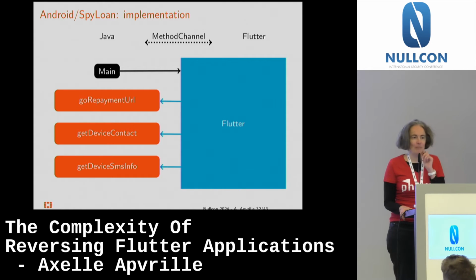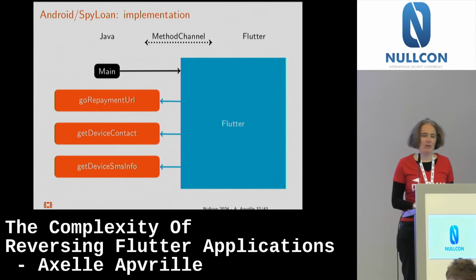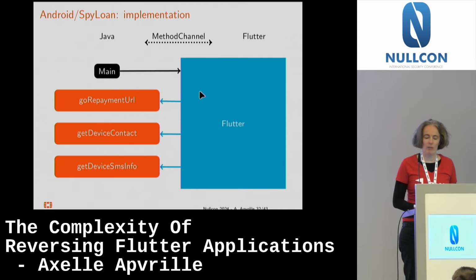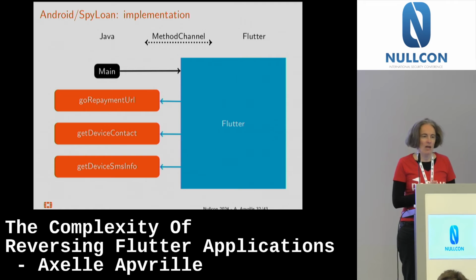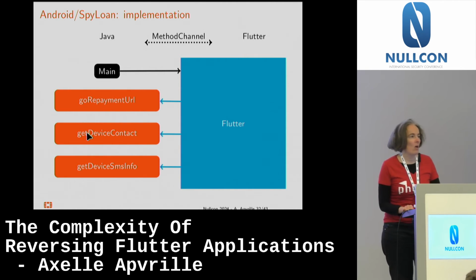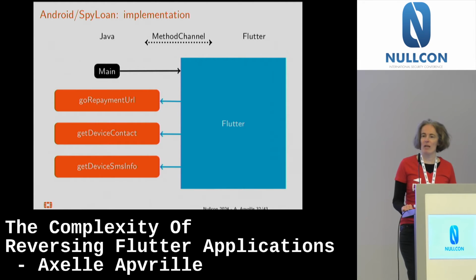So, how is it implemented? It's an Android application, so it has to start from the classes.dex. In there you've got the real main, the entry point, let's say, and it is initiating the Flutter environment. And then in the Flutter environment, you've got your Flutter application with all it needs to do. Here the malware authors decided to implement some of the functionalities on the Java side, like, for instance, the way to retrieve contacts or to retrieve SMS information. That was implemented on the Java side.